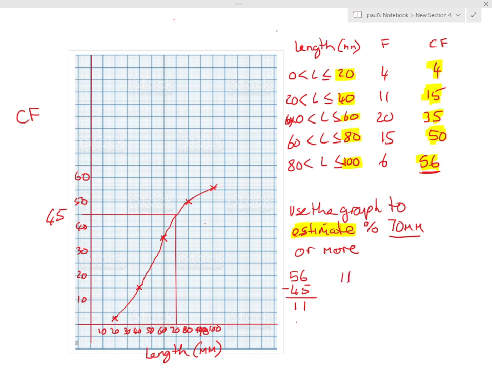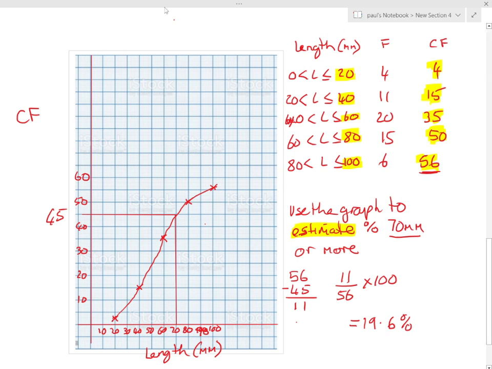So 11 out of 56 times 100 will give us the percentage of the measurements that are 70 mils and higher. There are 11 of them. As an estimate, 11 divided by 56 times 100. It's about a quarter, isn't it? So 19.6%. That's the only question we've got on that one with the group data.